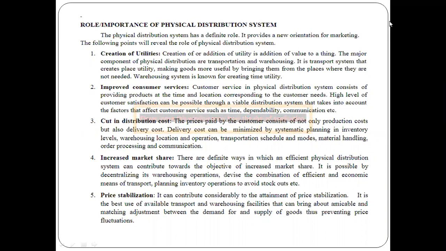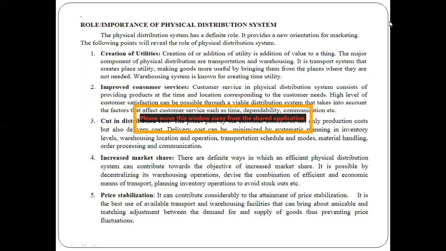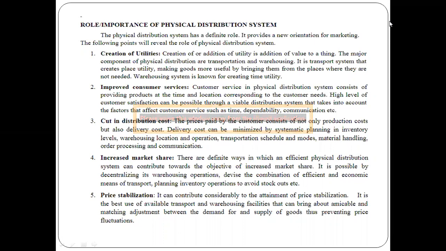Customer service in a physical distribution system consists of providing goods at a time and location corresponding to the customer need. Then the third is cut in distribution cost. The delivery cost can be minimized by systematically planning the inventory level, warehouse location, operations, transportation schedules and modes, material handling, order processing, and the communication.